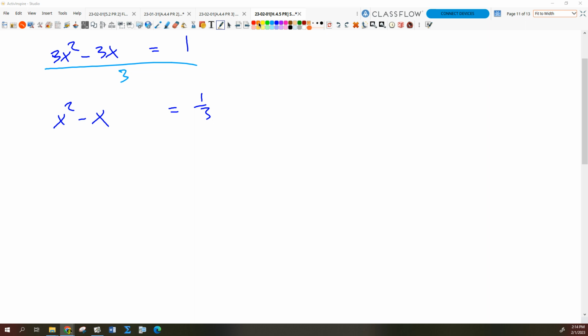Well, what's squared? Negative 1/2 squared. I'm going to add half of b squared, right? So half of b squared. What is half of b again? Negative 1/2. What is negative 1/2 squared? Okay, good. So in other words, these two things are equal then, right?